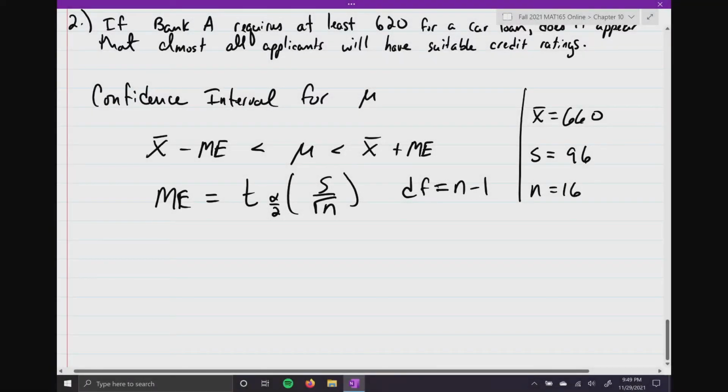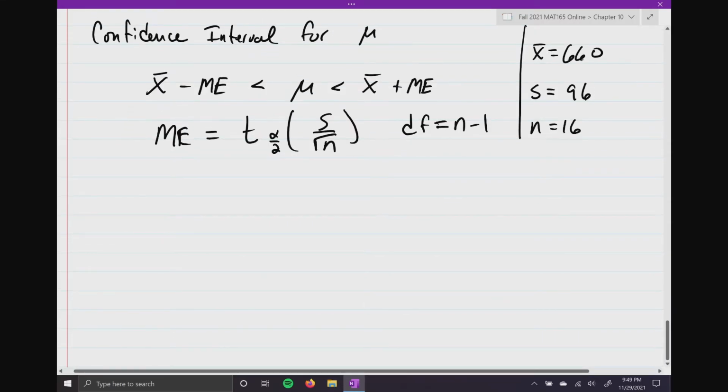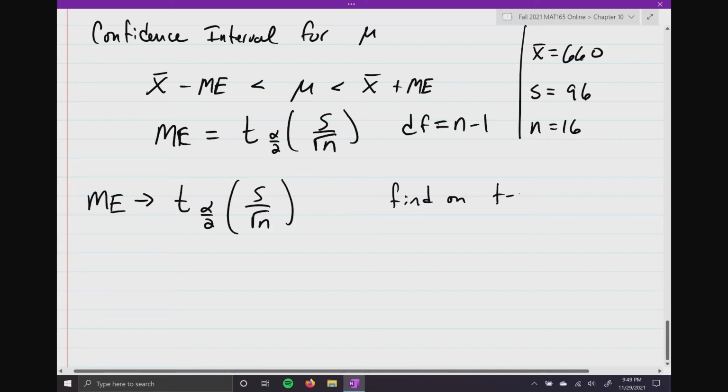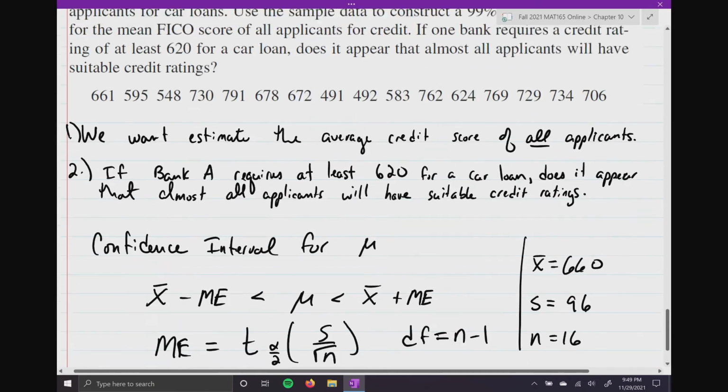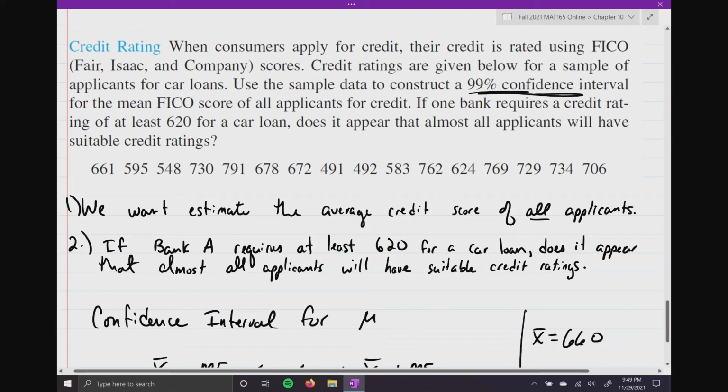Here we go. And let's go ahead and calculate our confidence interval. So the first thing we're going to do is find this margin of error. Now remember, we need t alpha over 2 times s over the square root of n. Now this t alpha over 2 number, we've got to find on the t table. We know we want, and I think it's a 99% confidence interval. Let me double check real quick. Yep, here it is right here, 99% confidence interval.